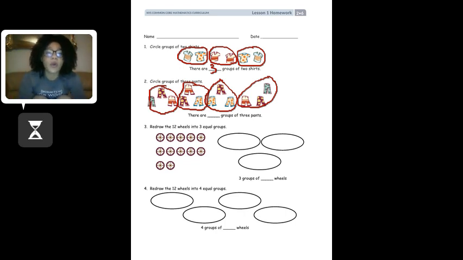So I'm going to put there are 4 groups of 3 pairs of pants, okay? Let's go on to number 3.